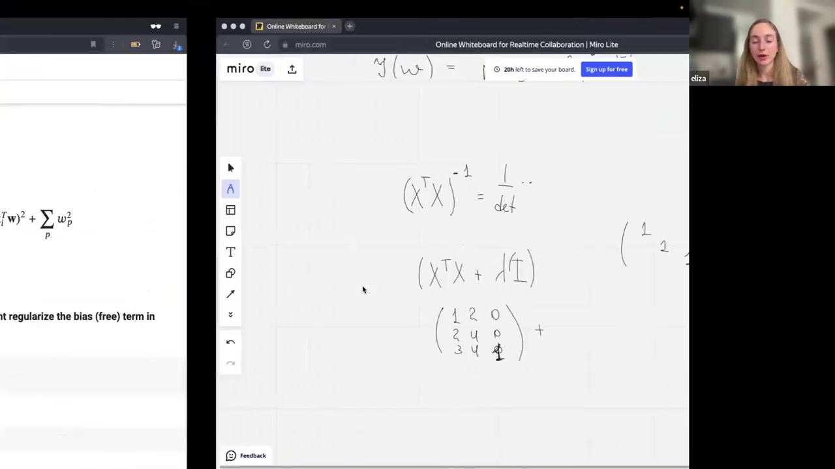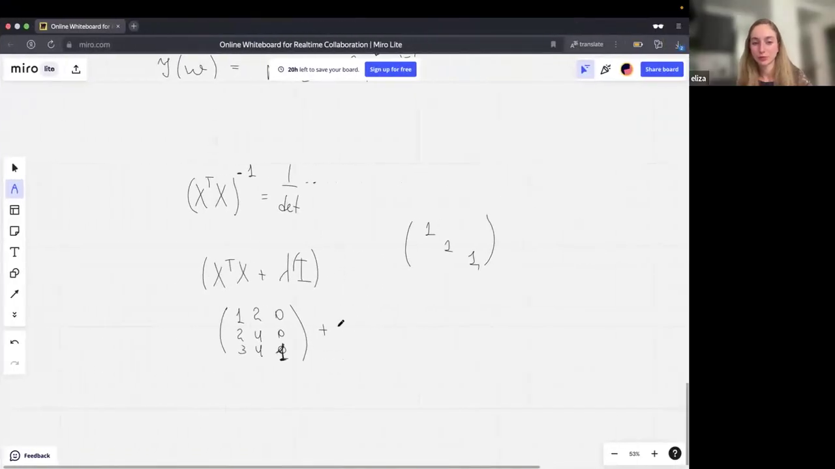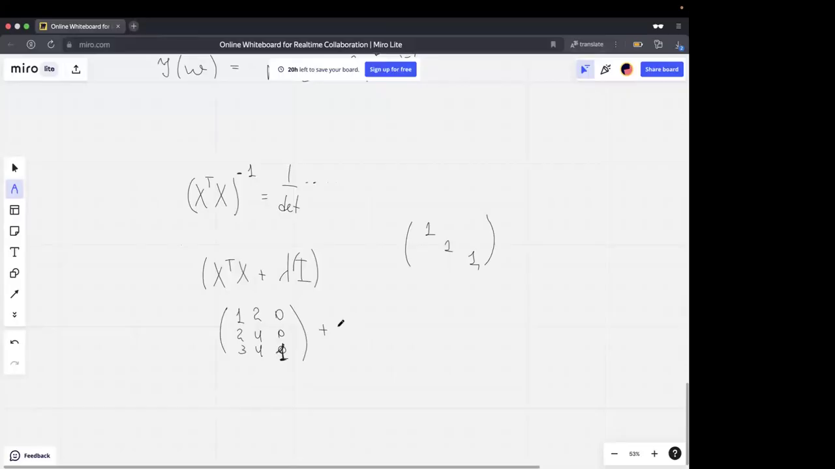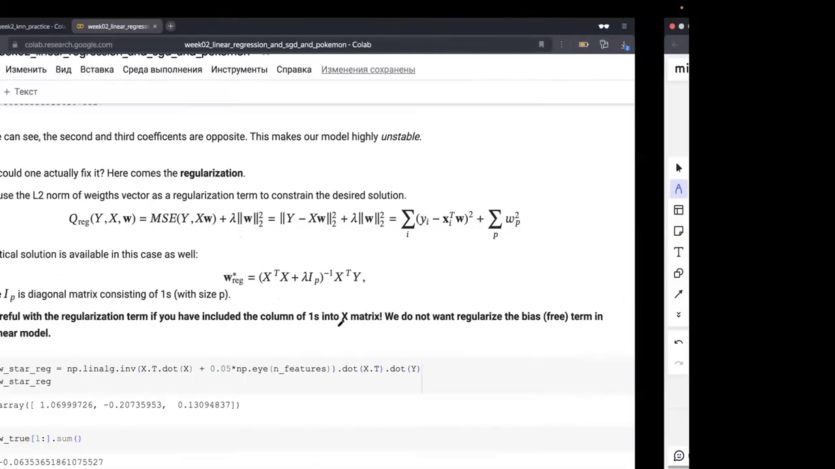Do you understand how it works? Yes. Perfect.